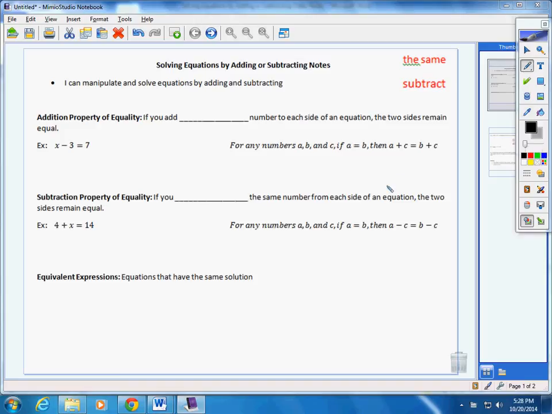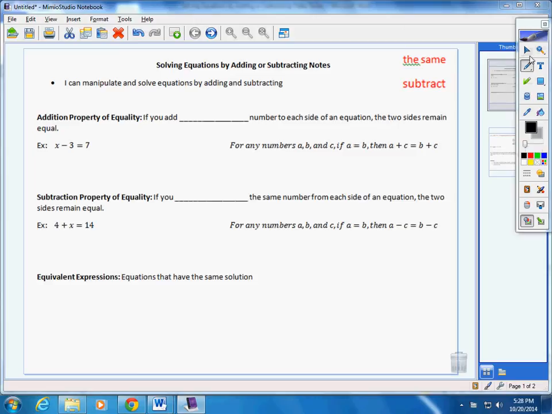Solving equations by adding or subtracting. And our first I can statement says, actually it's our only I can statement, I can manipulate and solve equations by adding and subtracting. I use the word manipulate because you can change this equation however you like, so long as you do the same thing to both sides.